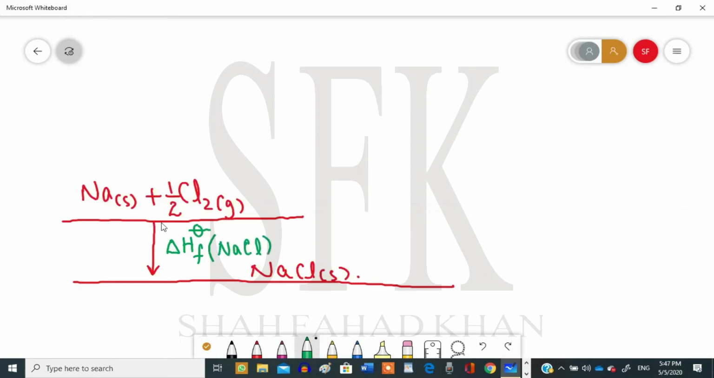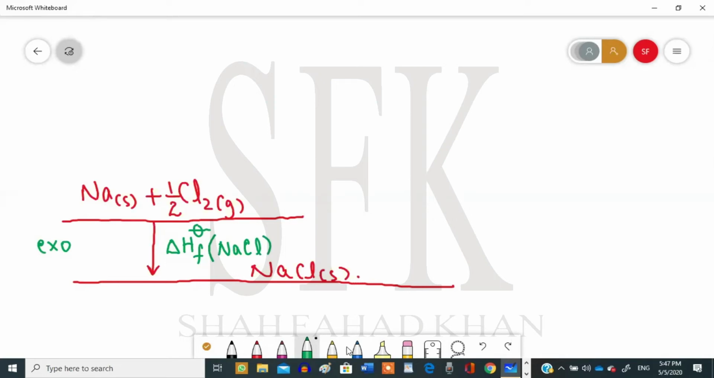Okay. So why is this arrow facing downwards? This is facing downwards because sodium combining with chlorine forming sodium chloride is an overall exothermic reaction. So for exothermic reactions in Born-Haber cycles, the arrows point downwards. This is a point to remember.